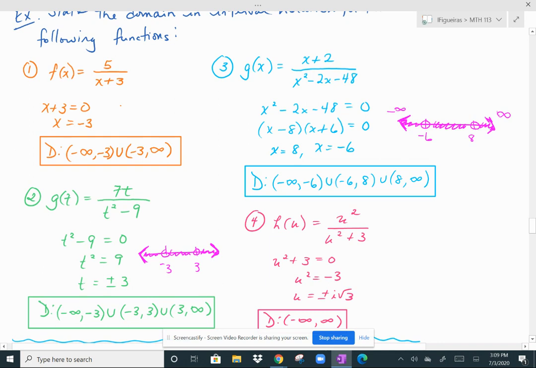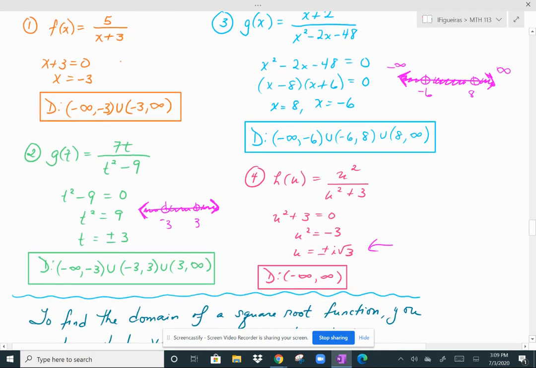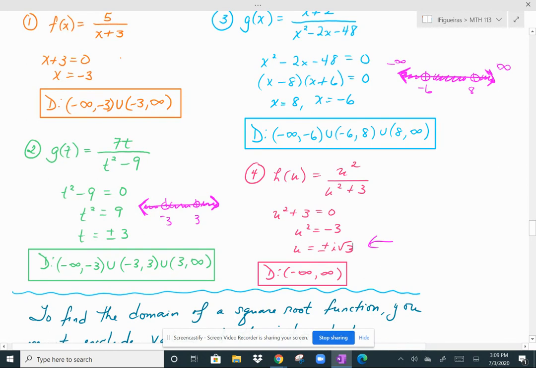So here's one more. I have u squared over u squared plus 3. Again, take the denominator, set it equal to 0. This time I get an imaginary number solution. I get that u is plus or minus i root 3. That is not a real number. So that means there is no real value of u that would result in division by 0. Therefore, there are no restrictions to the domain. Your domain is all real numbers. So there are exceptions, but oftentimes you do have restrictions or exclusions from the domain.